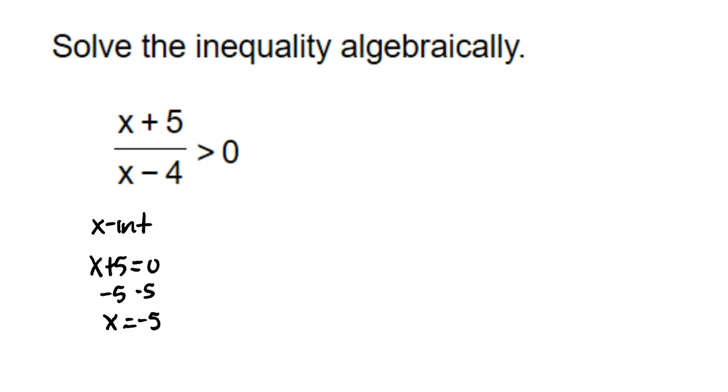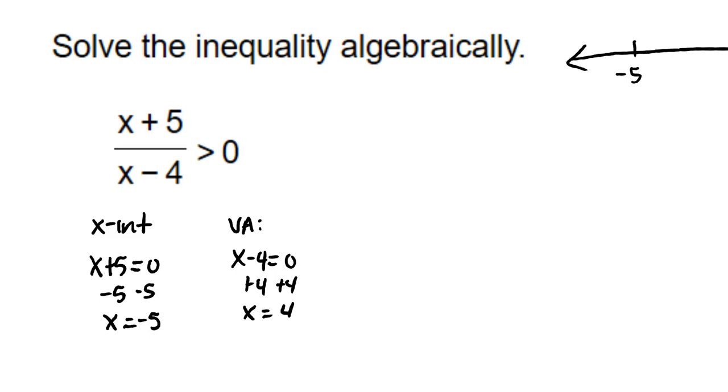And then I also want to look for vertical asymptotes or holes in the graph. And we can get the vertical asymptote by setting the denominator equal to 0 and solving. And we get x equals 4. These are the values that we're going to include on our chart. So we're going to put -5 and 4 on our chart. We want to choose test points in each interval. So I'll choose -6, 0, and 5 for my test points.